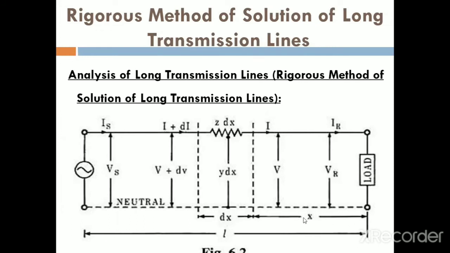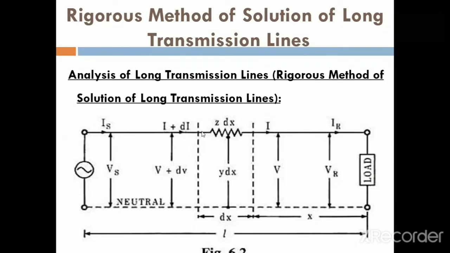From the receiving end side, at x meters distance, we construct a small length dx. This length dx is represented in dotted form, where Z is the impedance and Y is the susceptance.